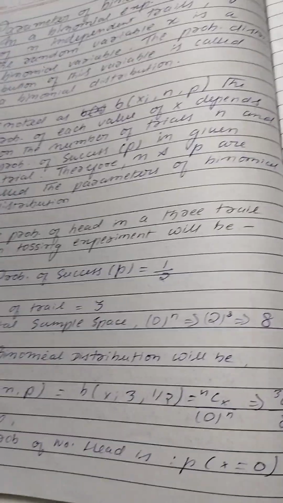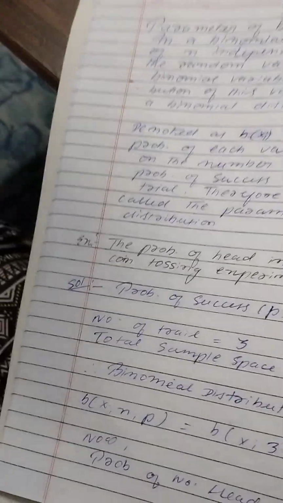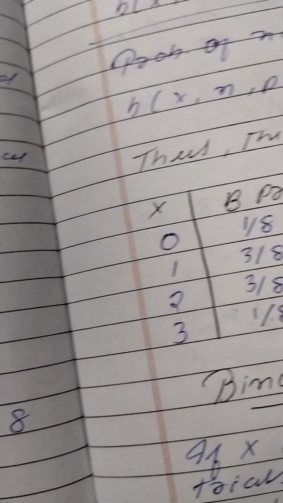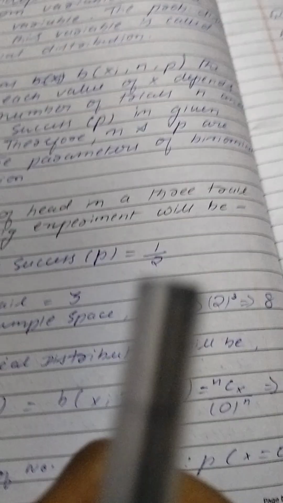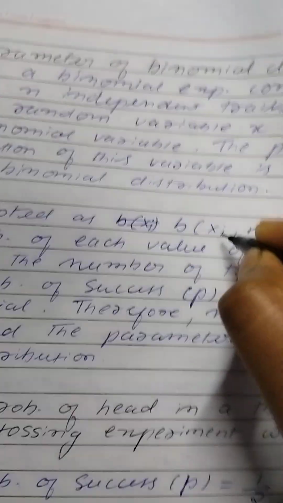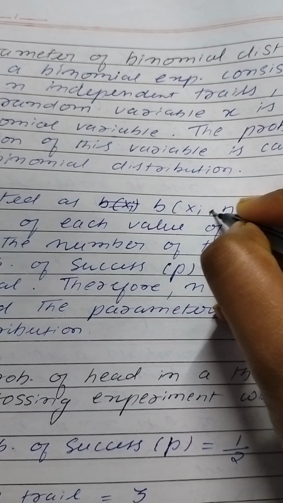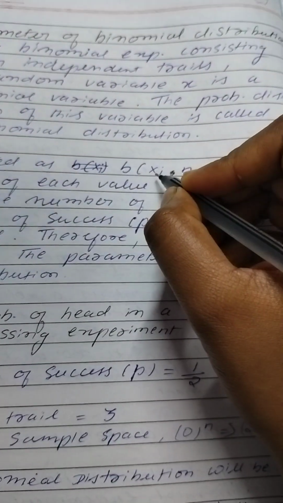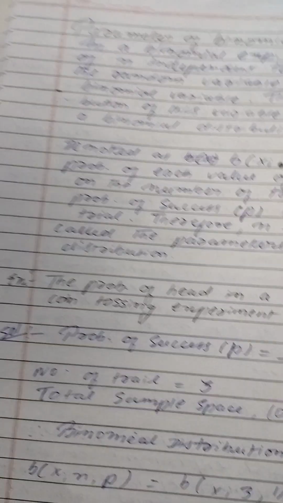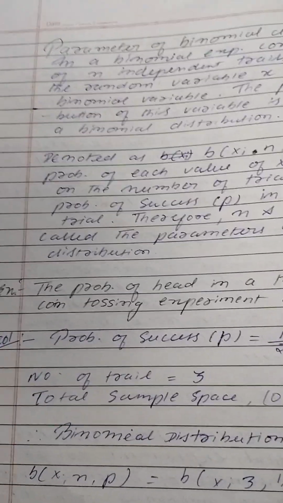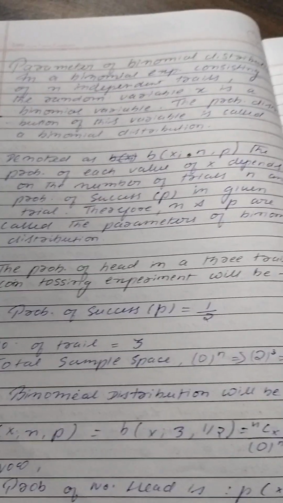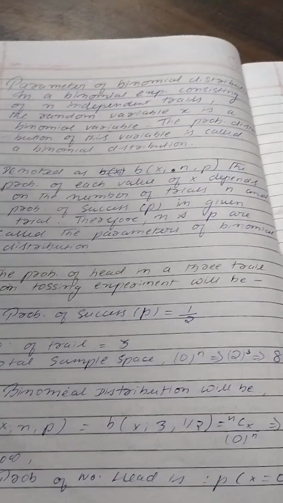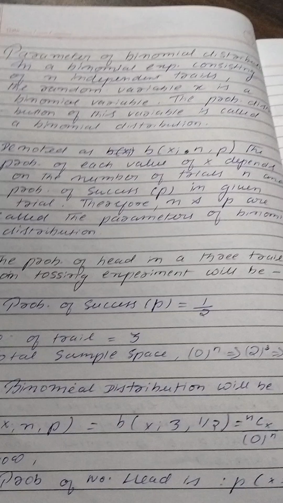Wait a second, let me correct it. This comma is not there. It is denoted with x separated from n and p. N and p are the two parameters, and x is not dependent on that.